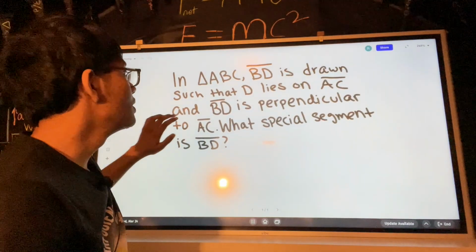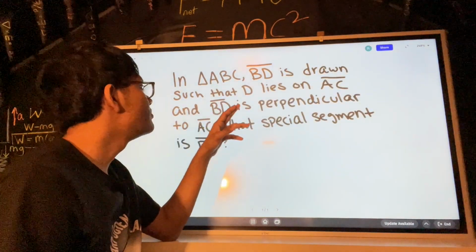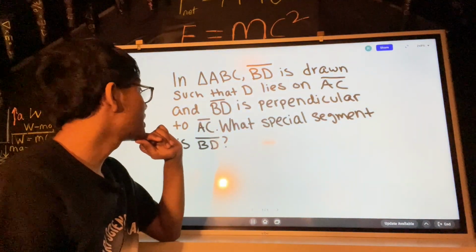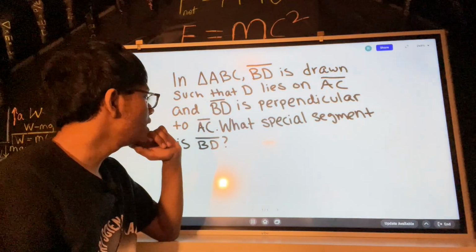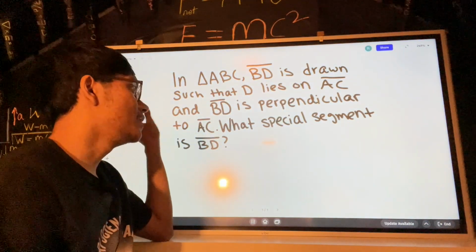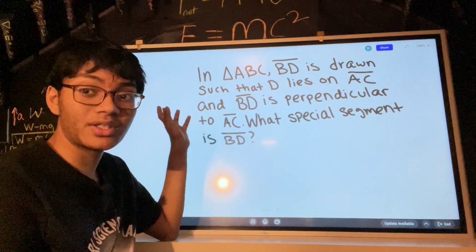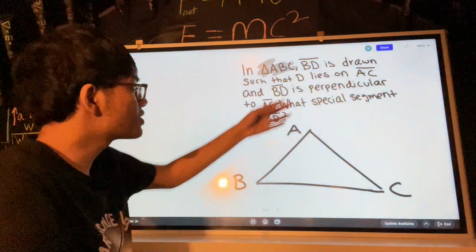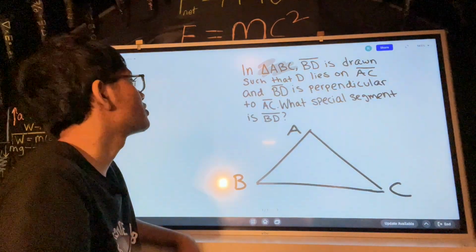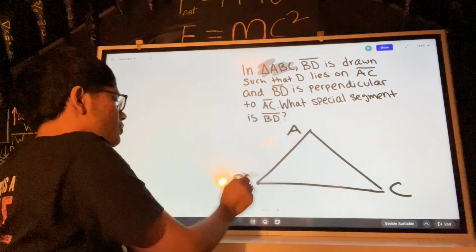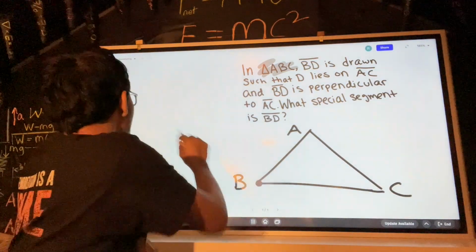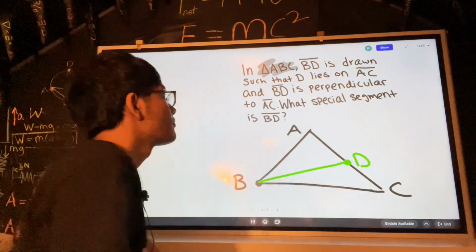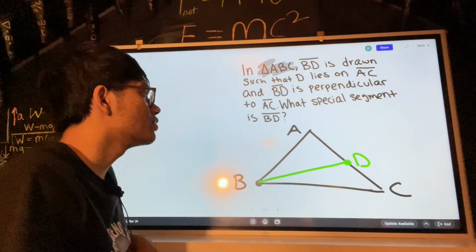Our example. In triangle ABC, segment BD is drawn such that D lies on AC and BD is perpendicular to AC. Question is, what special segment is BD? Whenever you have these kinds of geometry problems, first thing you gotta do is draw a picture. So there's some kind of a segment BD in my triangle. So I know one of the endpoints of that segment is B. The other point is somewhere here maybe. So that's segment BD. And BD is perpendicular to AC.